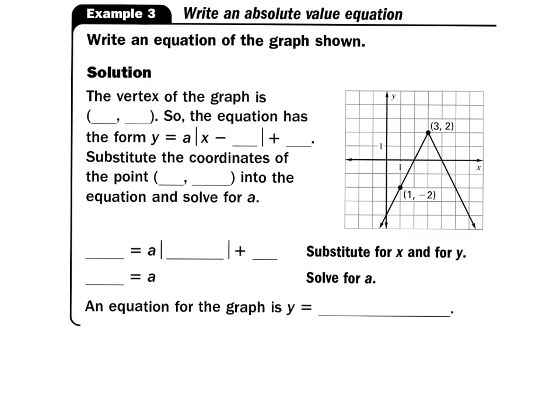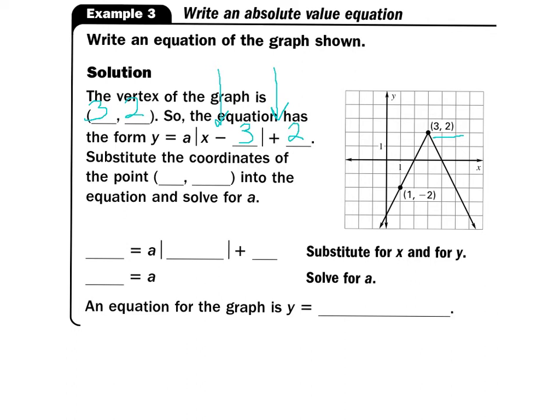Okay, if I have an absolute value graph and I want to go back to the equation, I need to look at the vertex first. Vertex is 3 and 2. So I can put that in my standard equation. Y equals a times absolute value of x minus 3 plus 2. Remember, I had to draw this standard equation with the minus here and the plus here. The signs are very important.